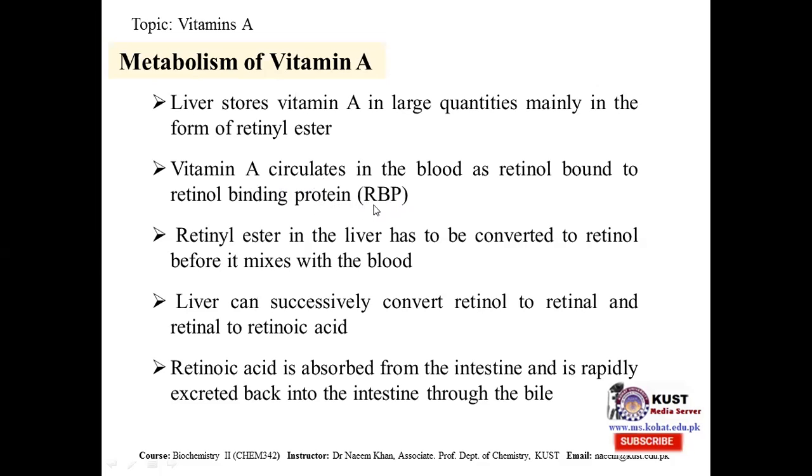There is retinol binding protein, RBP, and retinol ester in the liver has to be converted to retinol because retinol is the active form of vitamin A. Before it combines with the retinol binding protein, it must be converted to retinol, and then it will pass to the blood. The liver can convert retinol to retinal and retinal to retinoic acid. Importantly, retinoic acid is the form which is absorbed from the intestine, and it can also be passed back to the intestine through bile.